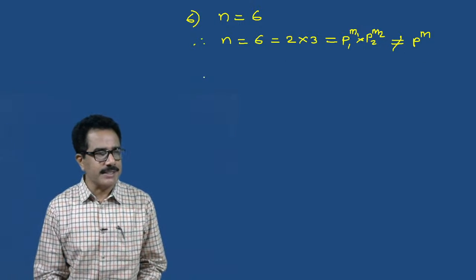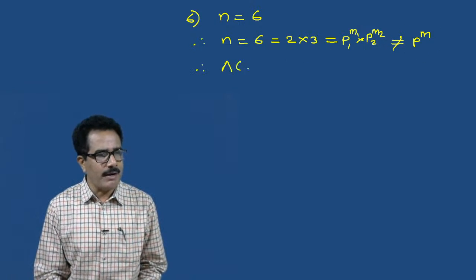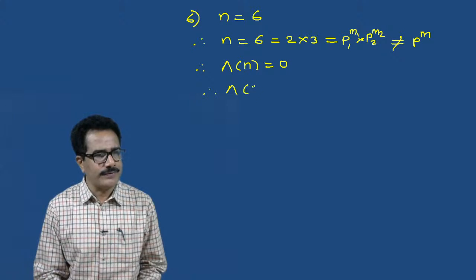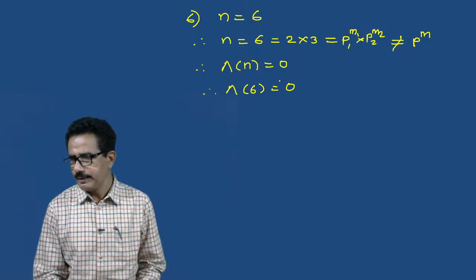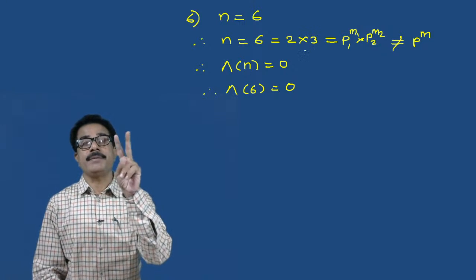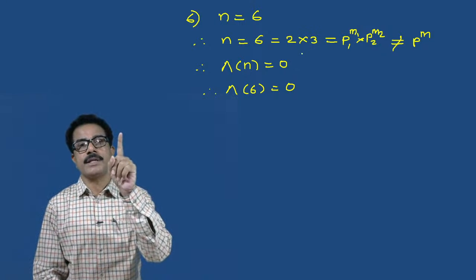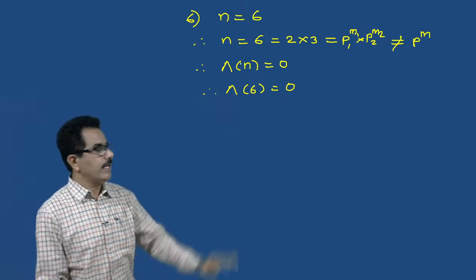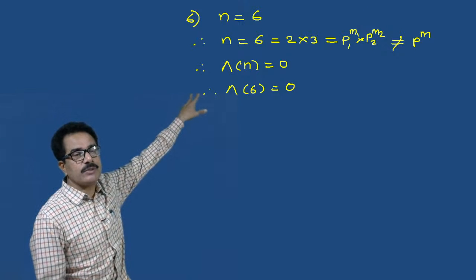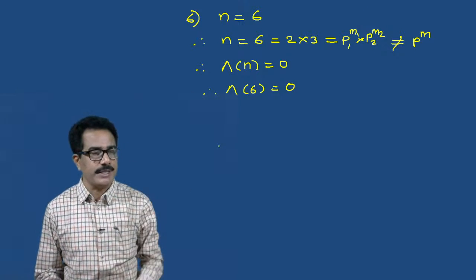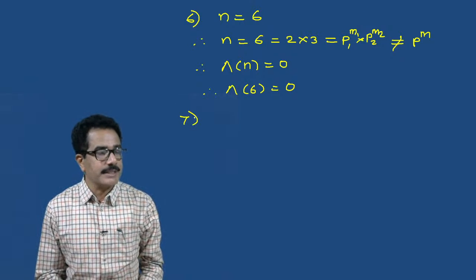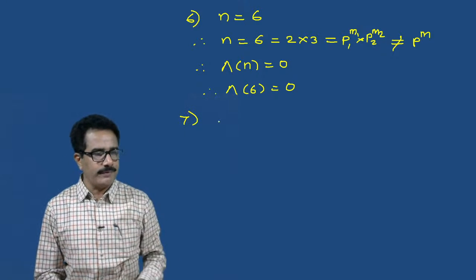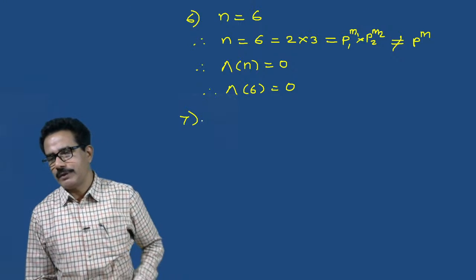So we can write this. Therefore lambda of n is equals to 0. Therefore lambda of 6 is equals to 0. Did you understand? Here there are only two primes. We need only, according to the definition, p raised to m. We need only one prime. Here, according to the definition, we get two primes. First is 2 and second is 3. It does not satisfy the condition of the Mangoldt function, that is the definition of the Mangoldt function.